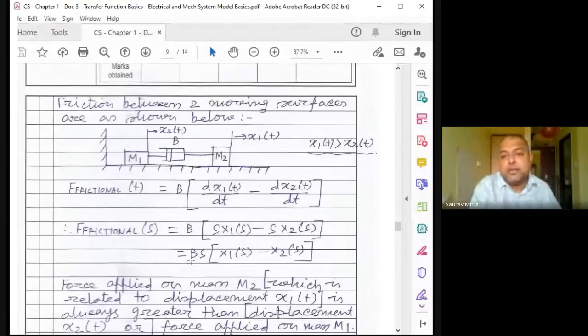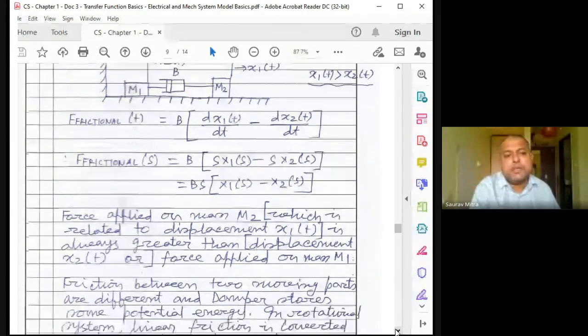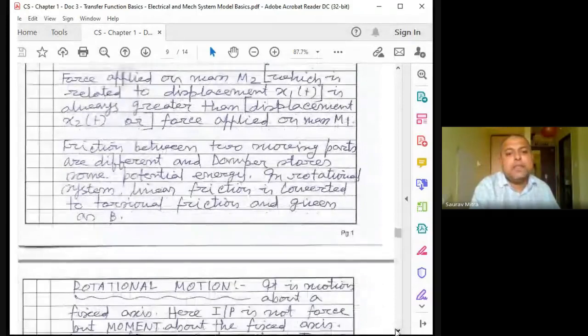So what it is saying is the force applied to mass m2, which is related to displacement x1, is always greater than displacement x2, the force applied to m1. That means the same thing I told you: the force I have not shown here, my mistake, I'm sorry. So force is applied to m2. Then x1 is the higher displacement and x2 is the lower displacement. x2 is the movement of mass m1. So in this case, the net frictional force F(s) is equal to B s(X1(s) − X2(s)).